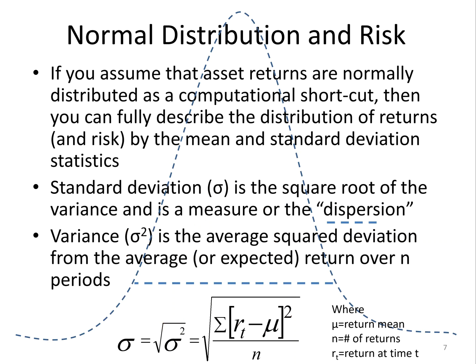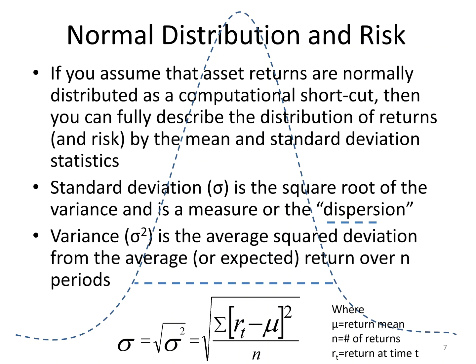Now for assets, if you assume that asset returns are normally distributed as a computational shortcut, then you can fully describe the distribution of returns. If you simply know the mean and standard deviation, and we make an assumption of normality, a bell or Gaussian distribution, then we can make all kinds of predictions about the likelihood of any event. So let's talk about some specific statistics.